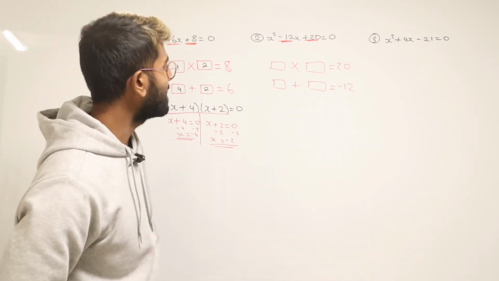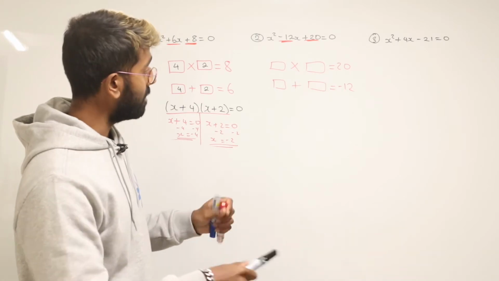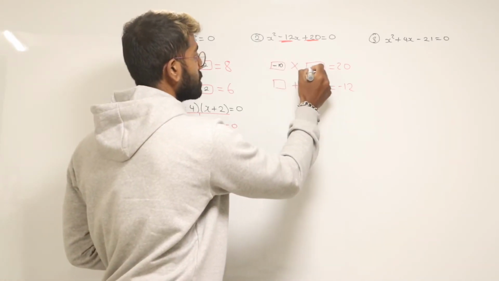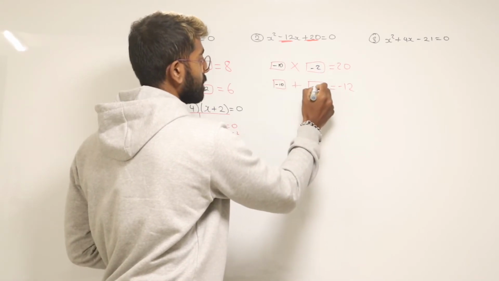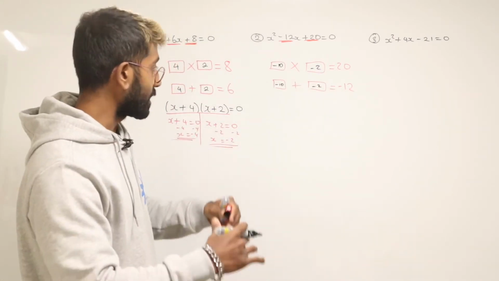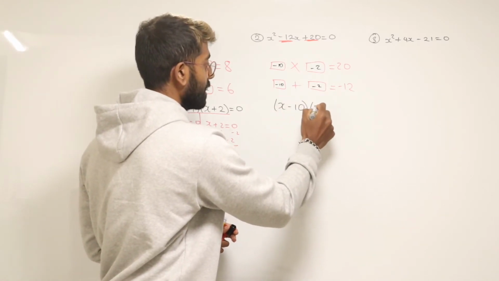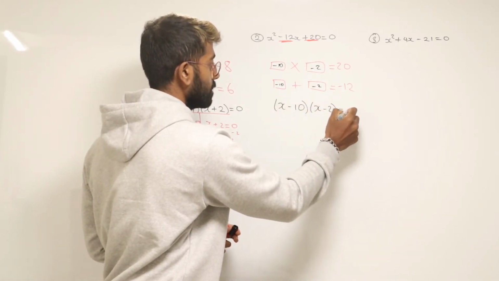So what we got, 10 and 2. And I think this time it's going to have to be minus 10 and minus 2. So minus 10, minus 2, there it is. And so again, we just open up our brackets now. So we've got x minus 10 and x minus 2 equals to 0.